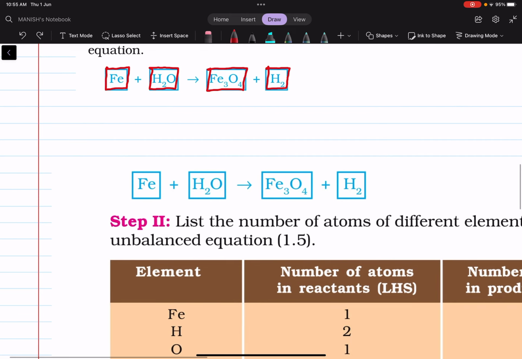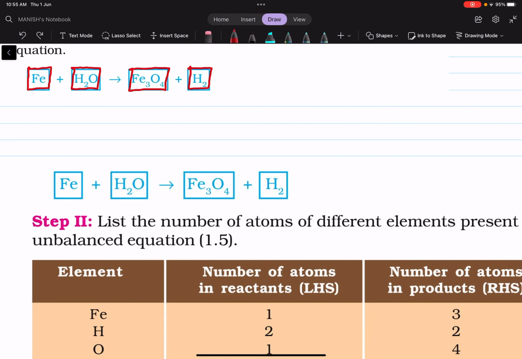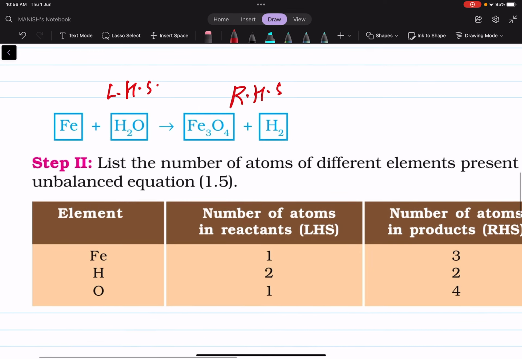In the second step, we will find the atom with the maximum number, and first of all we will list all the atoms including their number on the left hand side and right hand side. So here we can see iron: on the left hand side the number of iron is 1, on the right hand side the number of iron is 3. Hydrogen atom: on the left hand side the number of hydrogen is 2, on the right hand side also it's 2. And oxygen: on the left hand side it's 1 and on the right hand side it's 4. So this is step 2.